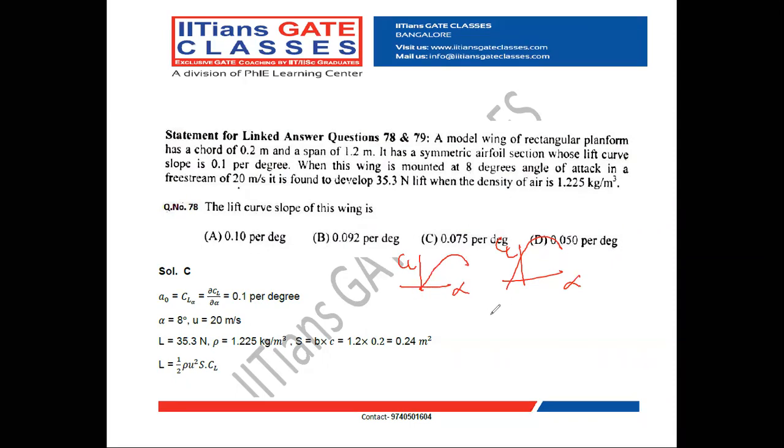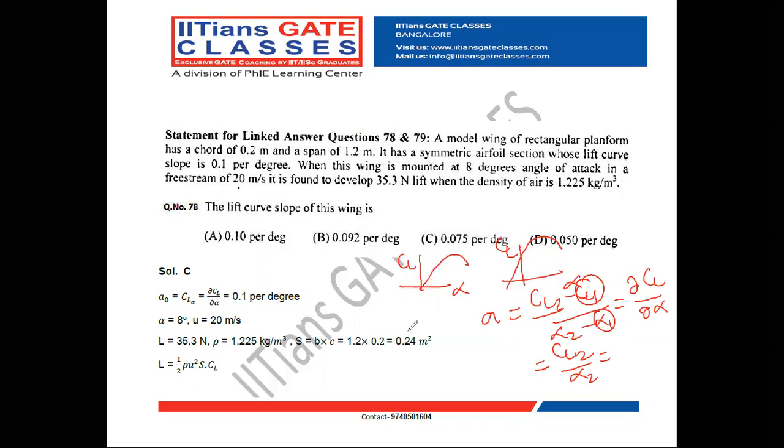So lift curve slope is nothing but (CL2 minus CL1) divided by (alpha 2 minus alpha 1). That is dou CL by dou alpha. This is the lift curve slope. Since at zero angle of attack the lift coefficient is also 0 for a symmetrical airfoil, it can be written as CL2 divided by alpha 2, which is nothing but the lift coefficient at 8-degree angle of attack. That we have to calculate. What is the lift coefficient at 8-degree angle of attack?